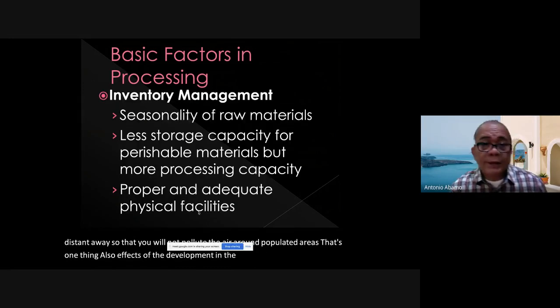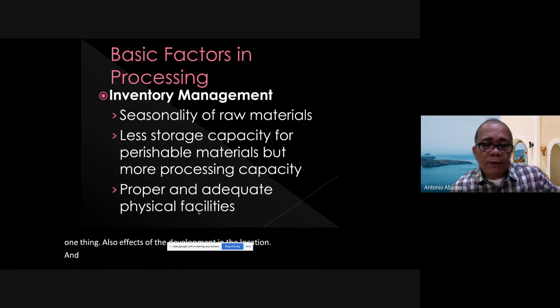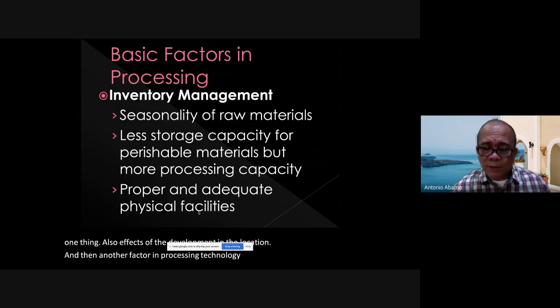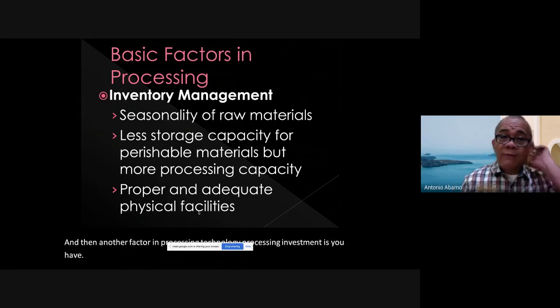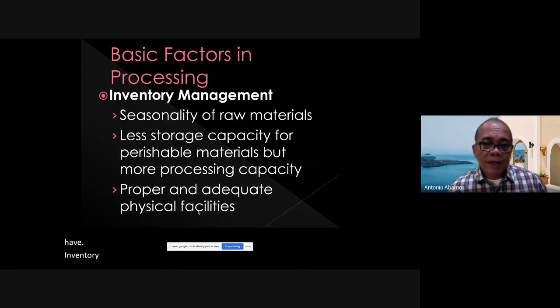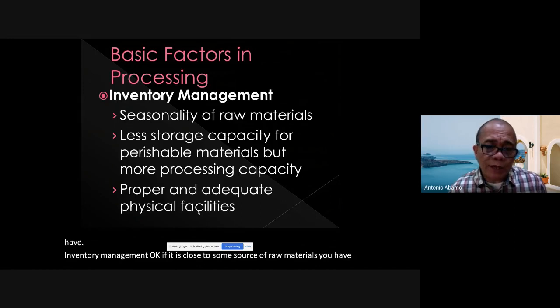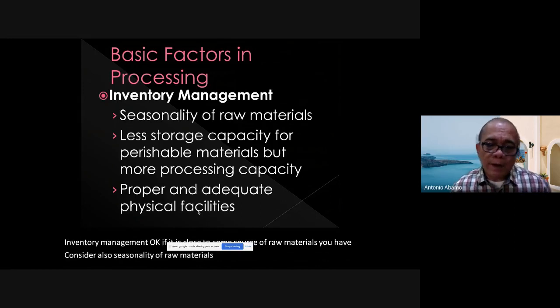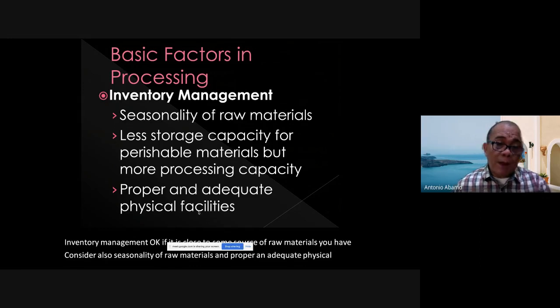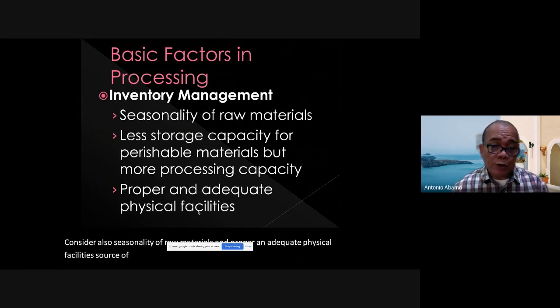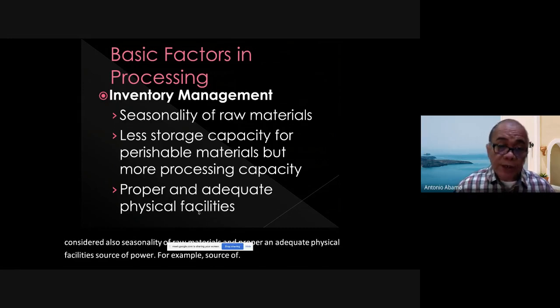Okay, and then another factor in processing technology, processing investment, is you have inventory management. Okay, if it is close to some source of raw materials, you have considered also seasonality of raw materials and proper and adequate physical facilities, source of power, for example, source of other utilities, source of water, okay?